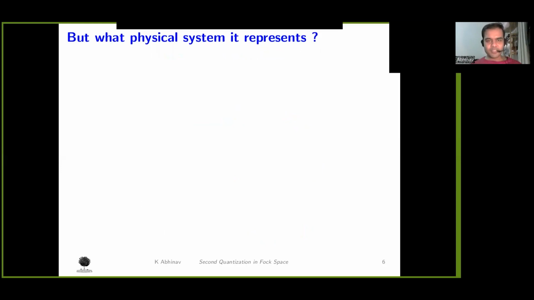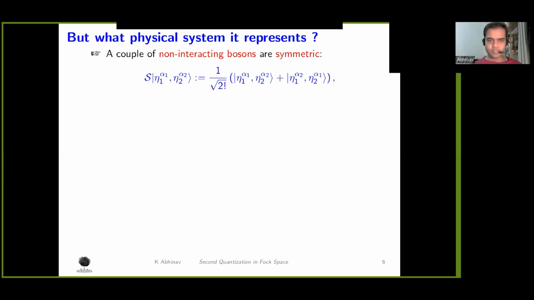So what kind of physical system does such an algebraic or vector space structure represent? Let's consider two bosons which are non-interacting. Now bosons are represented by symmetric exchange of particles. So a bosonic state of two bosons must be represented by symmetrization of the state. Here eta 1 and eta 2 are observables that label two different particles, and particular values of those observables are labeled as alpha 1 and alpha 2.